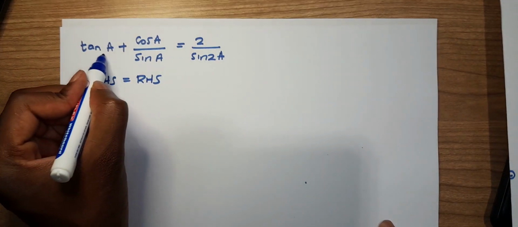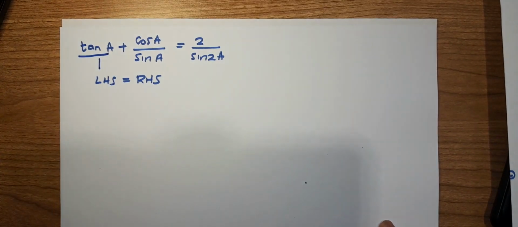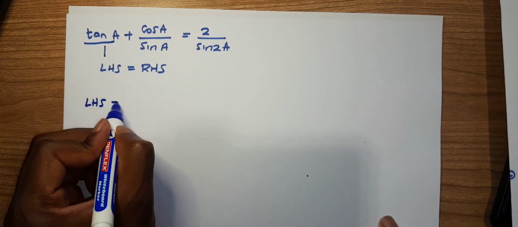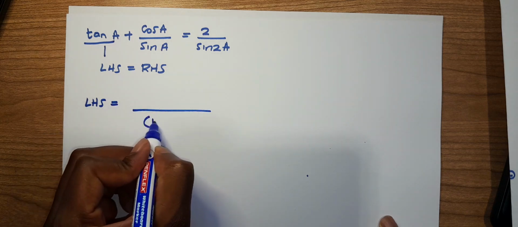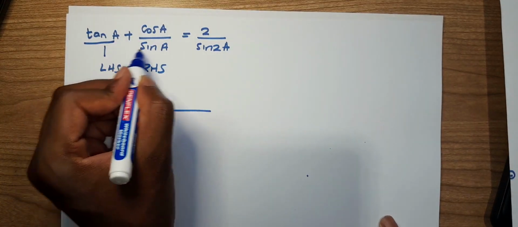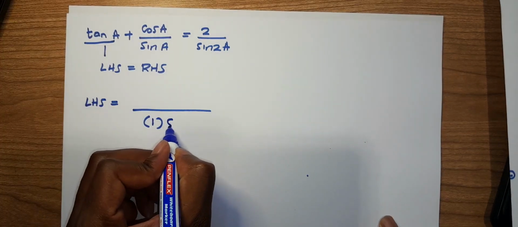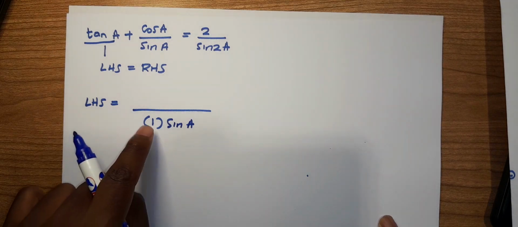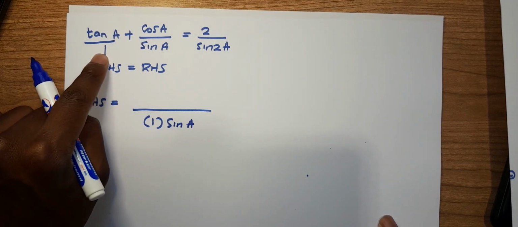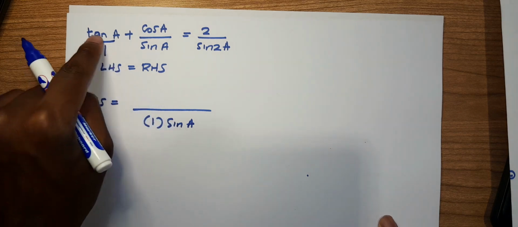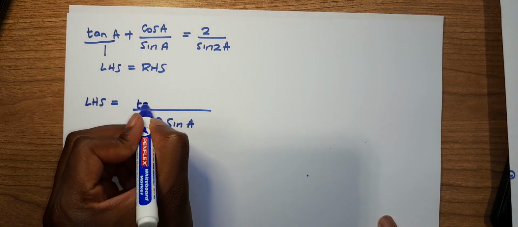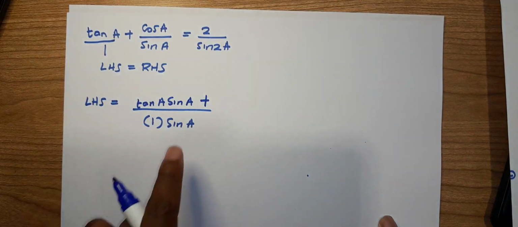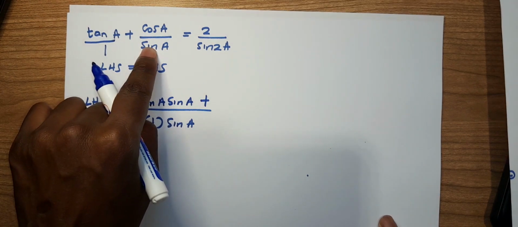We know that tan of a can be written over 1, right? And the first thing that we do, since I'm taking the left hand side, is take the lowest common denominator. That is going to be 1 times the sine of a. So this and this will cancel out, right? And then this will times this. So I'm going to have the tan of a times the sine of a, plus this, and this and this will cancel out.